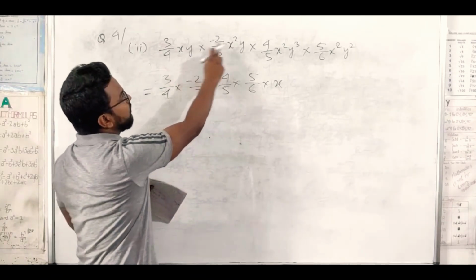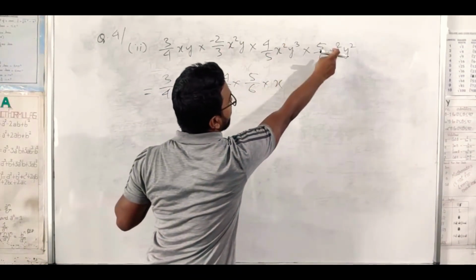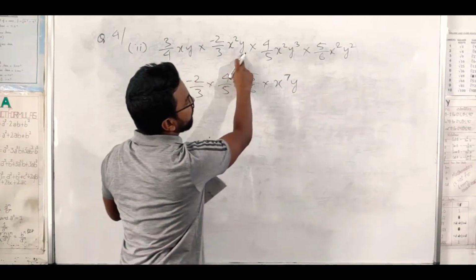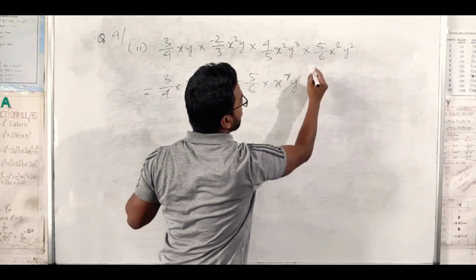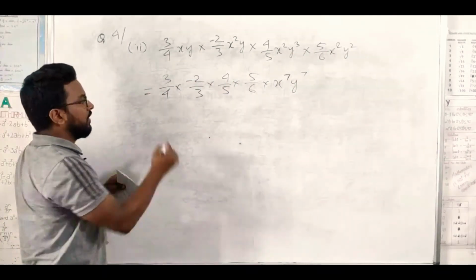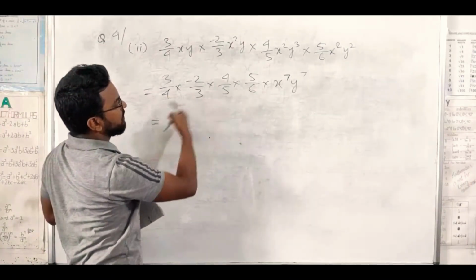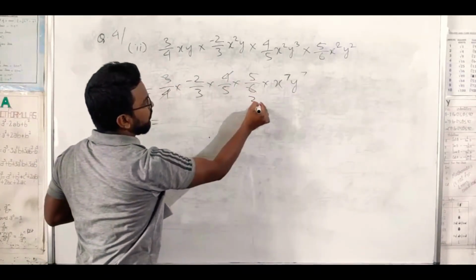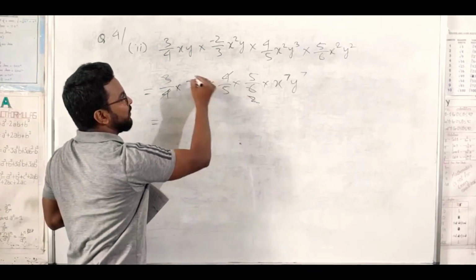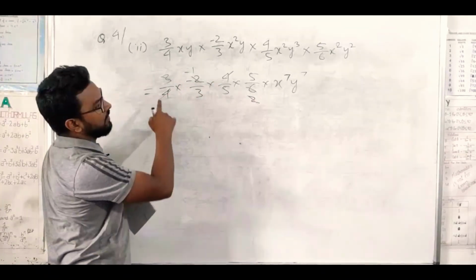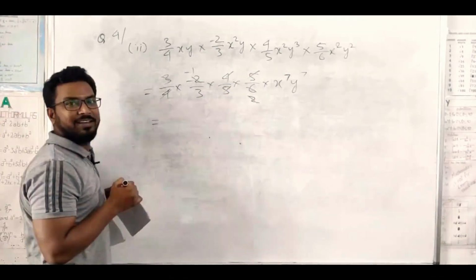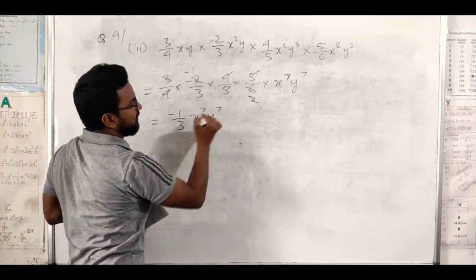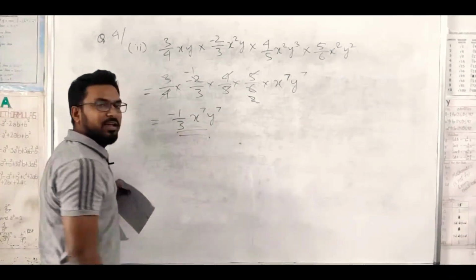So how many x? 1 plus 2, this is 3, 3 plus 2, 5, 5 plus 2, 7. And y? 1 plus 1, 2, 2 plus 3, 5, 5 plus 2, 7. Y is also 7. Now we'll see whether we can cancel any of these numbers. 4, 4 we can cancel, and 3 2s are 6, 2, 2 cancel, minus 1 will remain. Is there any more number? 5, 5 we can cancel. So what will remain? Minus 1 by 3 x to the power 7 y to the power 7. This will be our required answer.